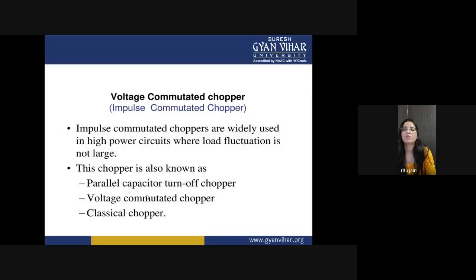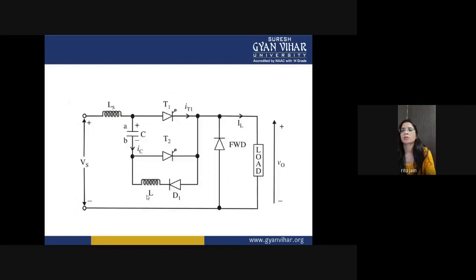Of chopper and voltage commutated chopper or classical chopper. So this is the diagram by which the voltage commutation process is operated. You can see that there is an inductor which has the value of Ls. This is called your source inductance, and this is your commutation circuit actually. So T1, you are using one thyristor T1, capacitor C and thyristor T2 and D1 and L, and another one is your freewheeling diode. So this is your voltage commutation circuit.